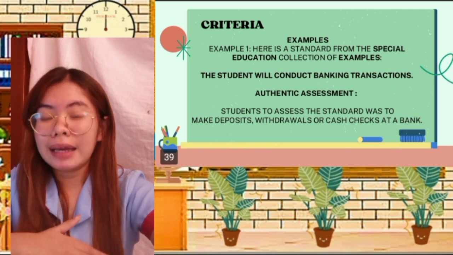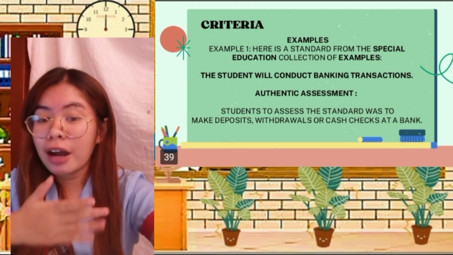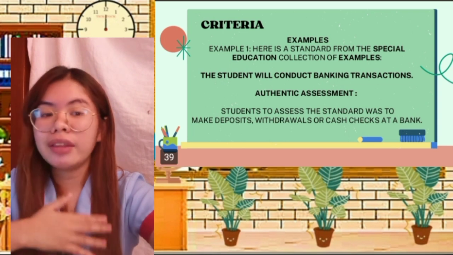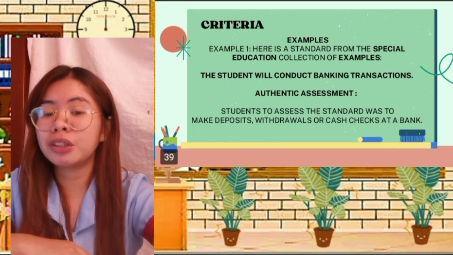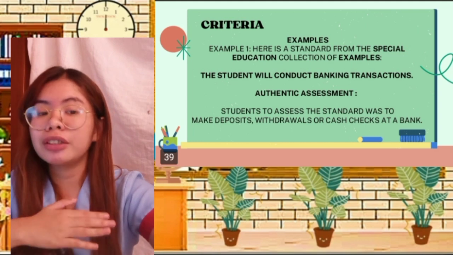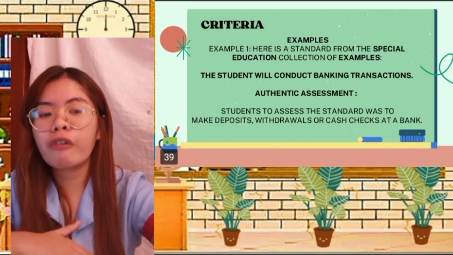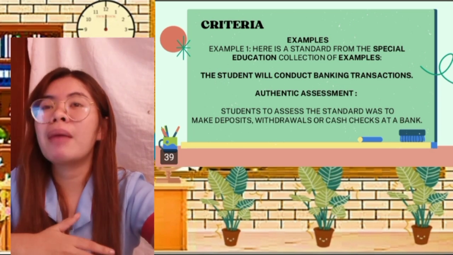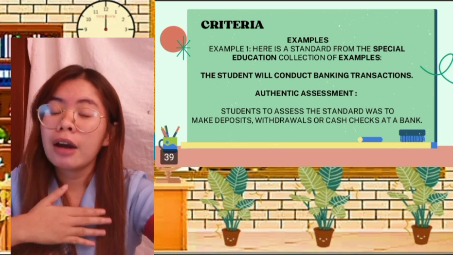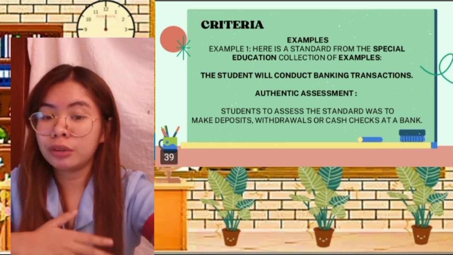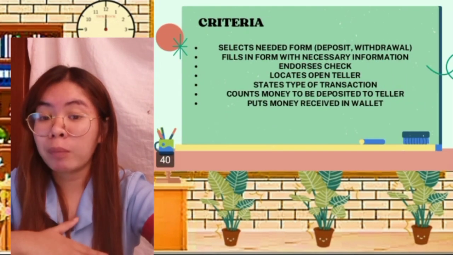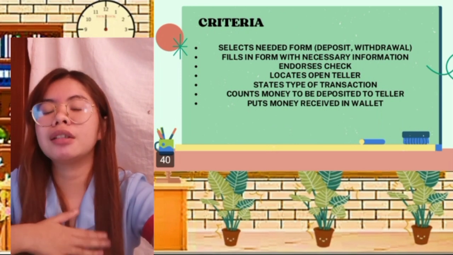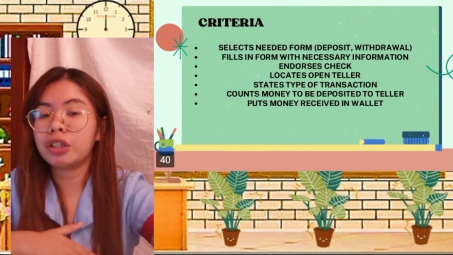So, ingon ani nga task, syempre naa na siyay criteria. So, to identify the criteria for a good performance on this task, the teacher asks herself, what would good performance on this task look like? So, unsa kahay basihan nga makaingon ko nga good performance ning gihimo sa estudyante. So, she came up with 7 essential characteristics for successful completion of the task.